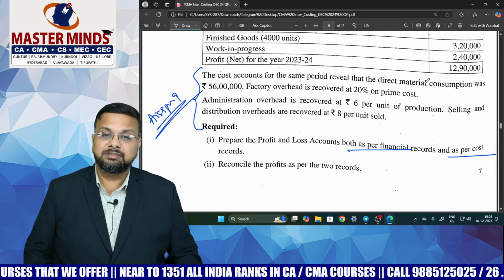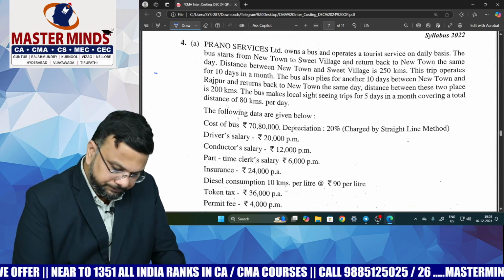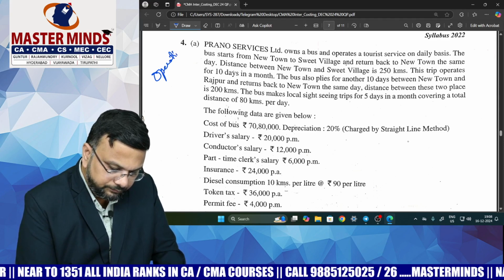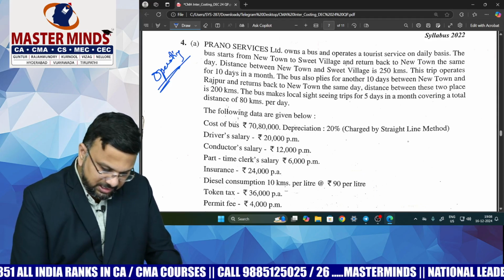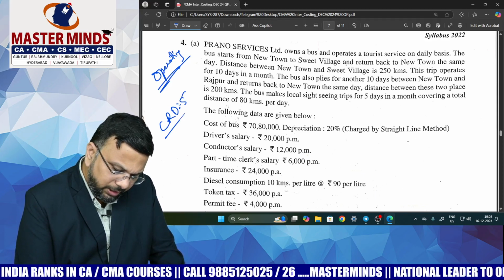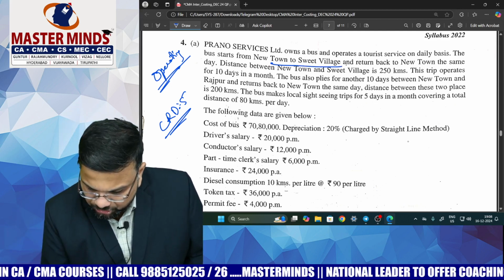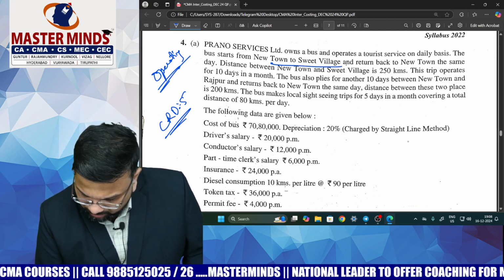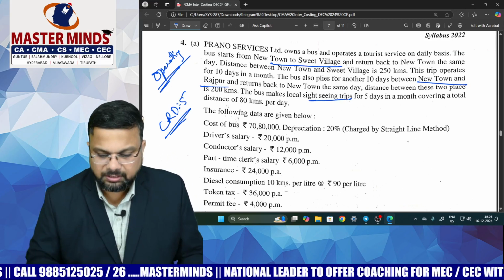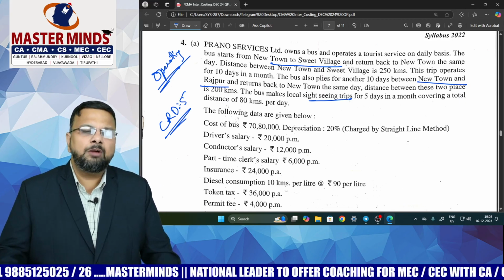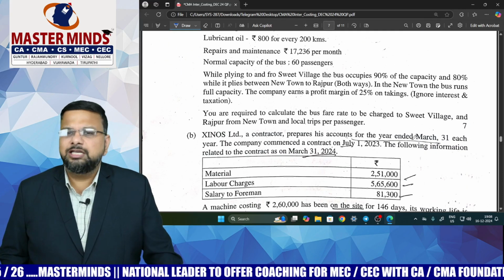Okay, right. Next, service costing or operating costing. Okay, similar kind of problem is there in our material, that is CRD 5. Straightforward problem. A bus is operating in 3 different directions. Okay, new town to Sweet Village, new town to Rajpur and sightseeing. Okay, and it's a local sightseeing. So same problem is there. They have simply changed the numbers. There is no complication at all here. You can easily do the problem.